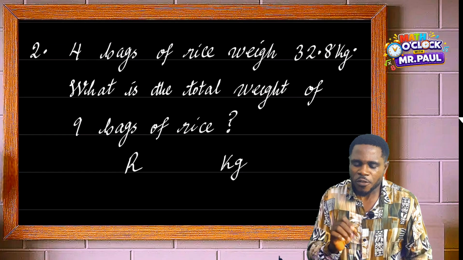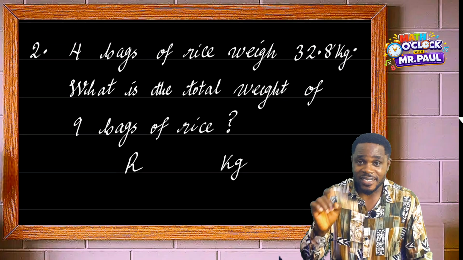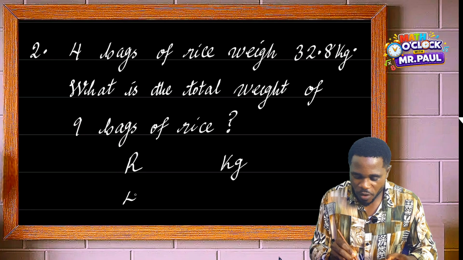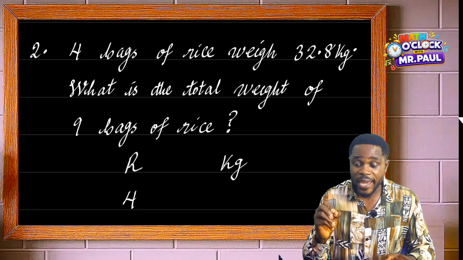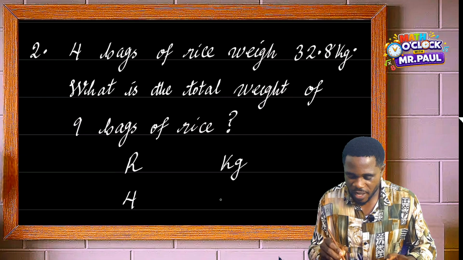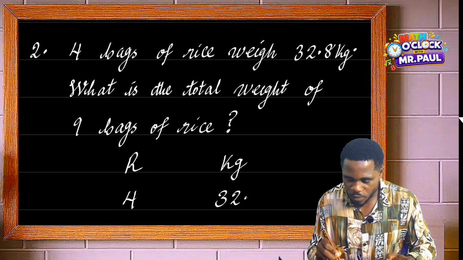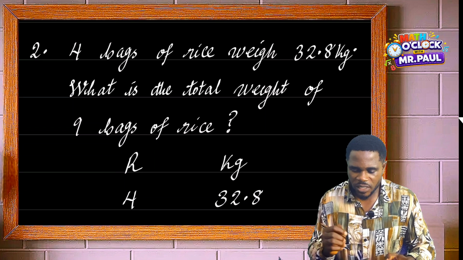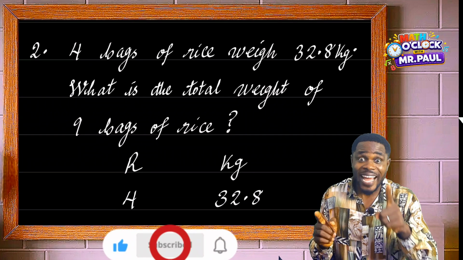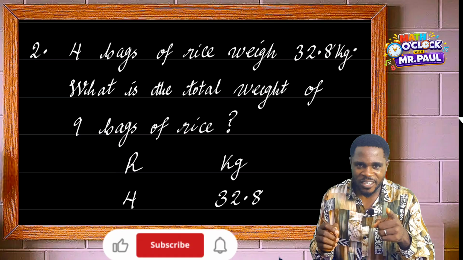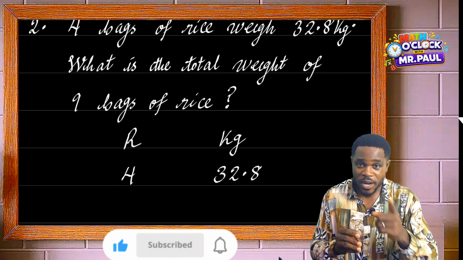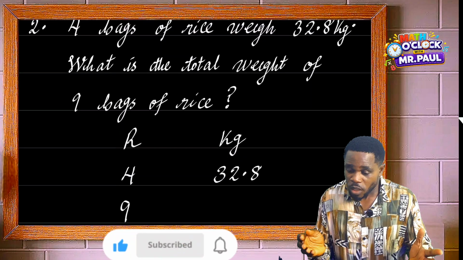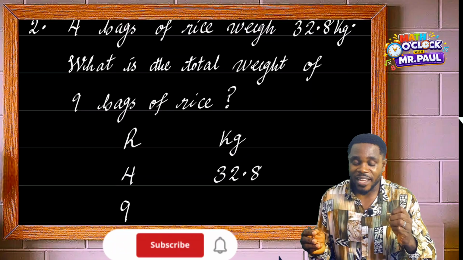Now let's go. It says 4 bags of rice. On the rice, we are going to have 4, which weighs 32.8 kg. So we'll have 32.8 under kg, which is the weight, isn't it? And now, what is the total weight of 9 bags? So where will 9 be? Beautiful, under the rice. You're following.